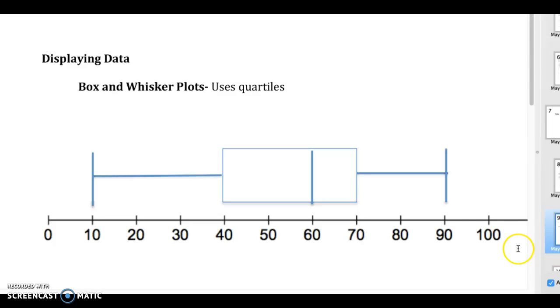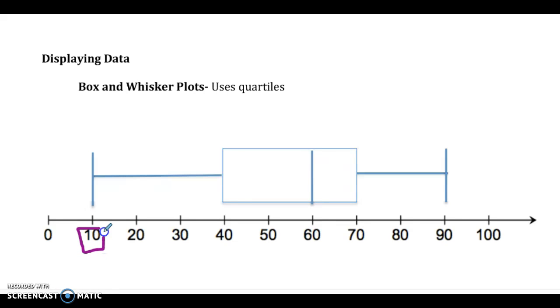So here we've got a box and whisker plot, and what do we notice? So first of all, our minimum right here is going to be 10, and 90 is our maximum. Okay, so we can see 90 here, and so our range is going to be what? Our range is 90 minus the 10. So our range here is going to be 80. So 80 is the spread of our data.